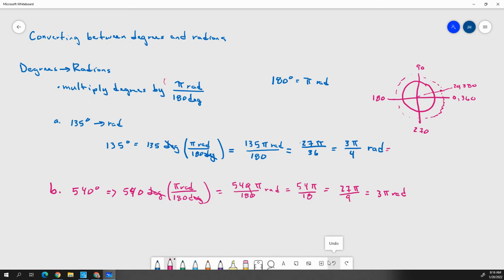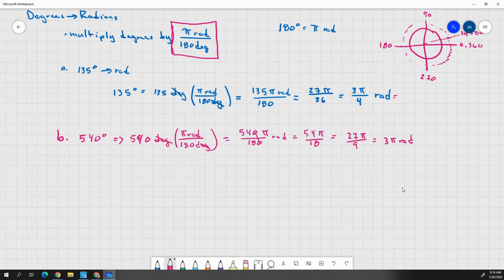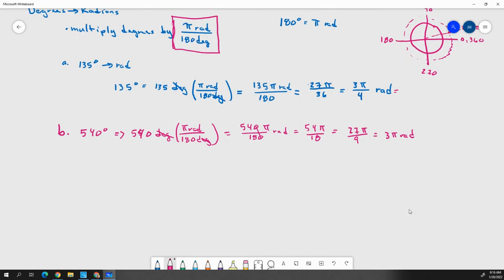You just always have to remember this formula, right? What if you were going from radians to degrees? I know you guys are super enthused to find out about this. If you are going from radians to degrees, you're going to multiply your radians by 180 degrees over pi. It's completely the opposite.